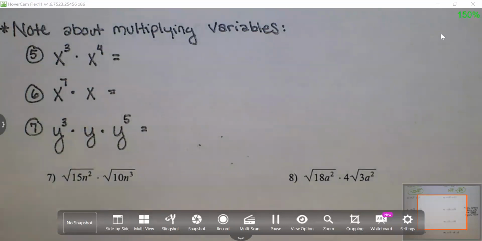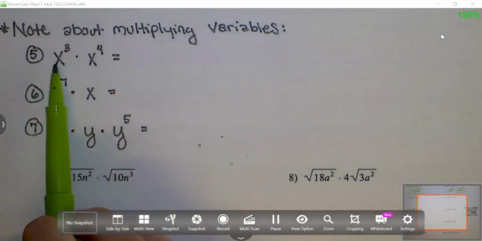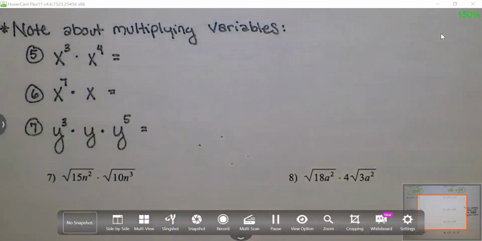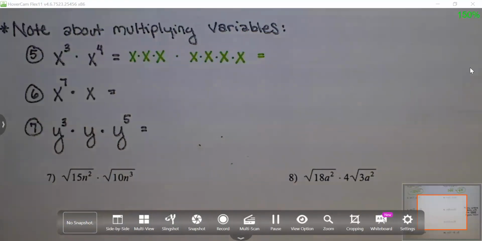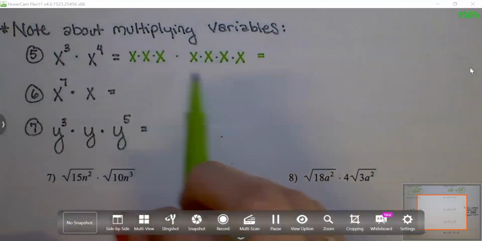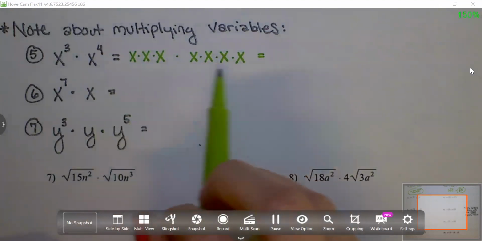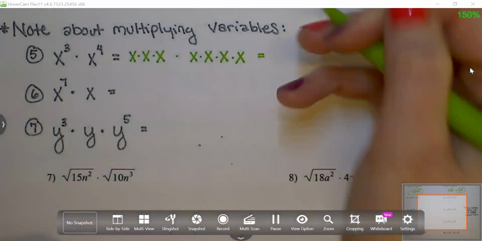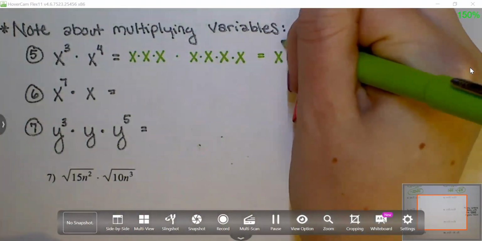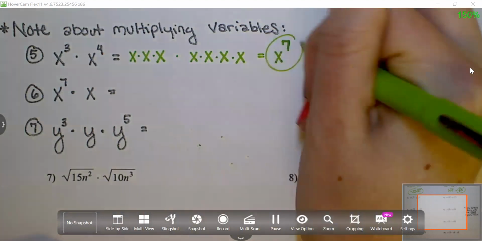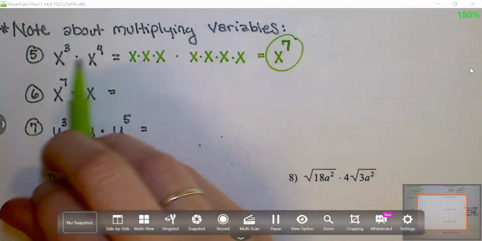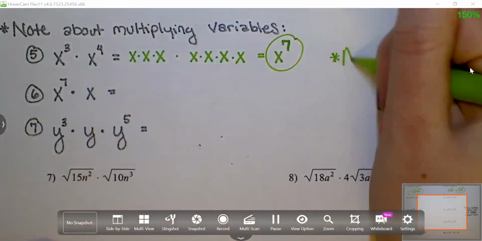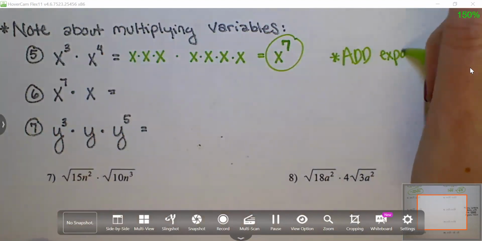All right, now let's continue down to the bottom where we're going to do a quick note about multiplying variables. If they both happen to be underneath the square root symbol, I want to know what to do with my exponents. So when I have x to the third and x to the fourth, if I were to completely write that out, it would look like this, where I would have x to the third times x to the fourth. If I were to expand it all out, I actually have a total of 7 x's. So really, my answer is just x to the 7. So when you see variables with exponents, we are going to add our exponents together.